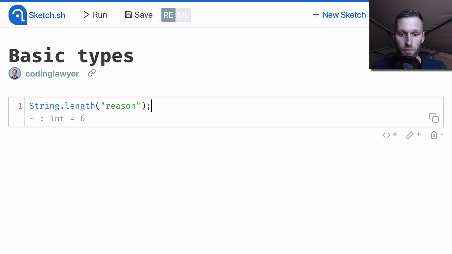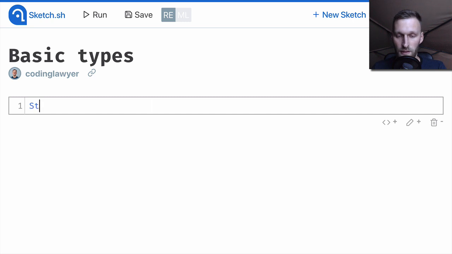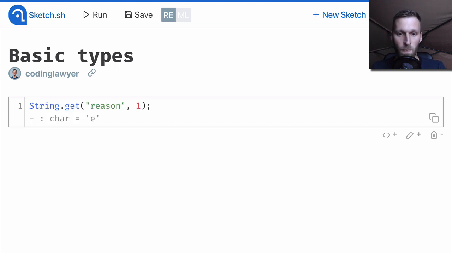And we can also use an index to get a character from a string, using another built-in method, String.get. So as you can see, we first wrote our string and then the index, so we get back E. However, we can also write this more concisely, and we have the same result.